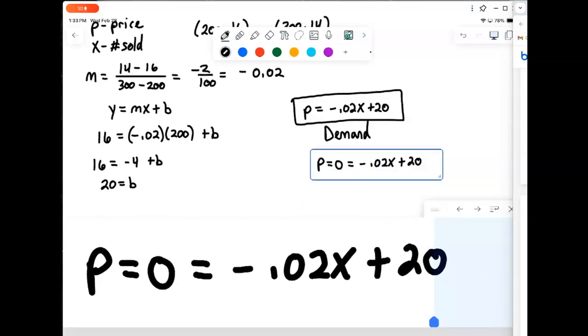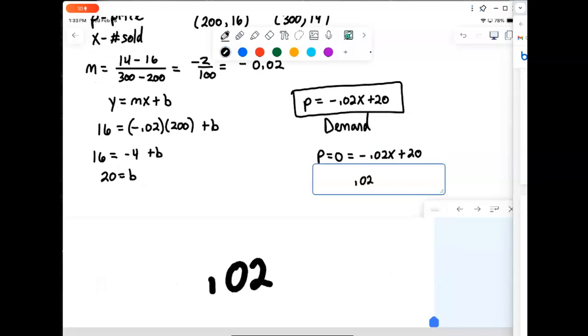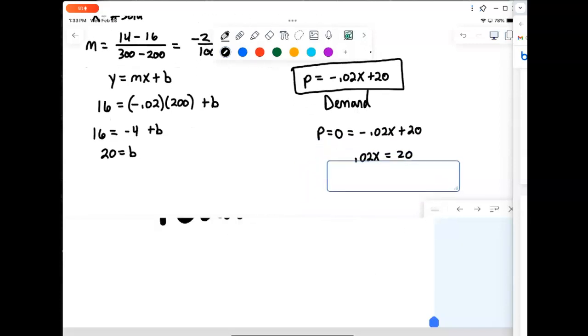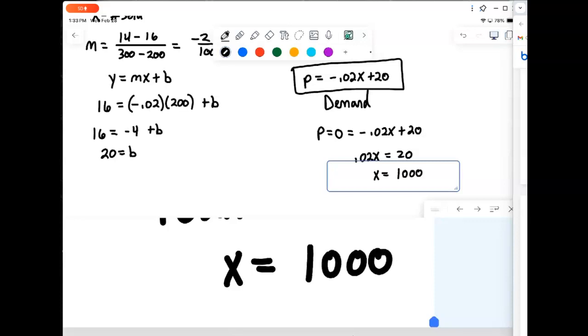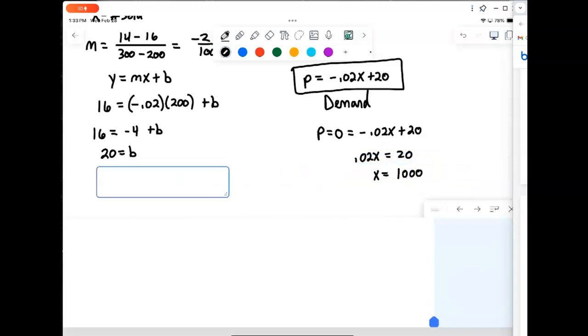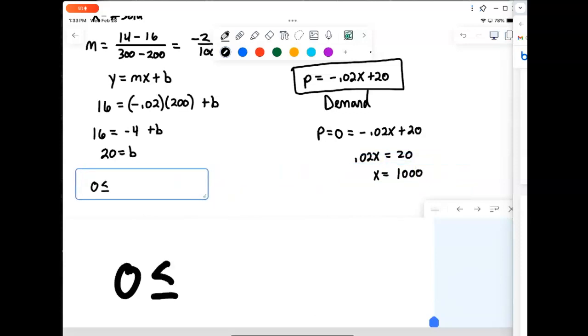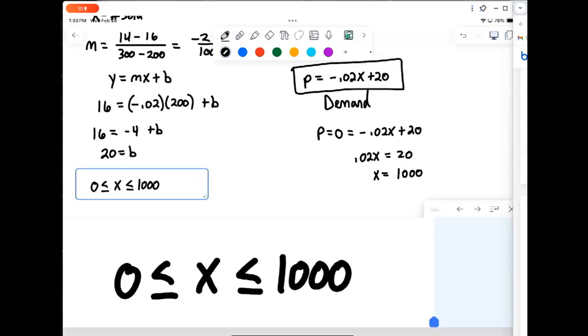All right, so we're going to solve that for x. I can bring that 0.02x to the left side and then divide by 0.02 and get that 20 divided by 0.02 is 1,000. So the upper limitation for x is 1,000. To sell 1,000 toasters, we need to set the price at $0. Anything beyond 1,000 would actually lead to a negative price, and of course, that doesn't make any sense.